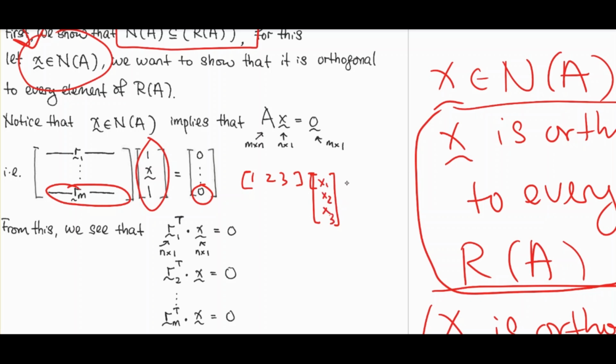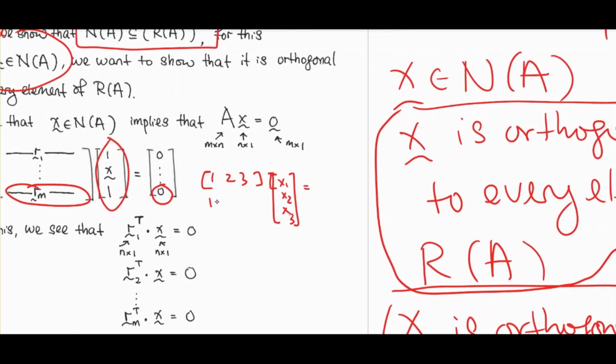So when you multiply a matrix, this is multipliable, right? This is 1 by 3. This is 3 by 1, and you're supposed to get a number, right? So that number, what is that number? That number is going to be 1x1 plus 2x2 plus 3x3.